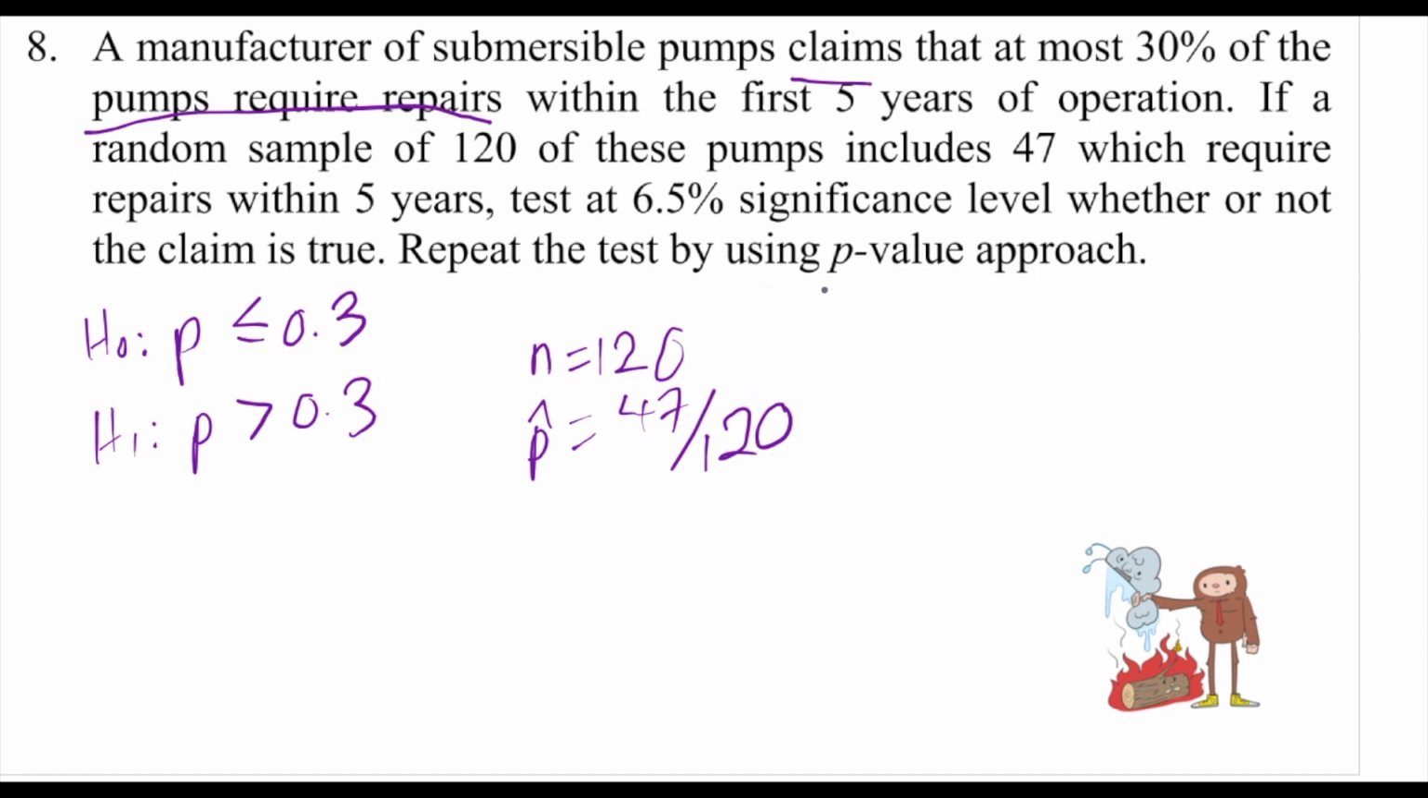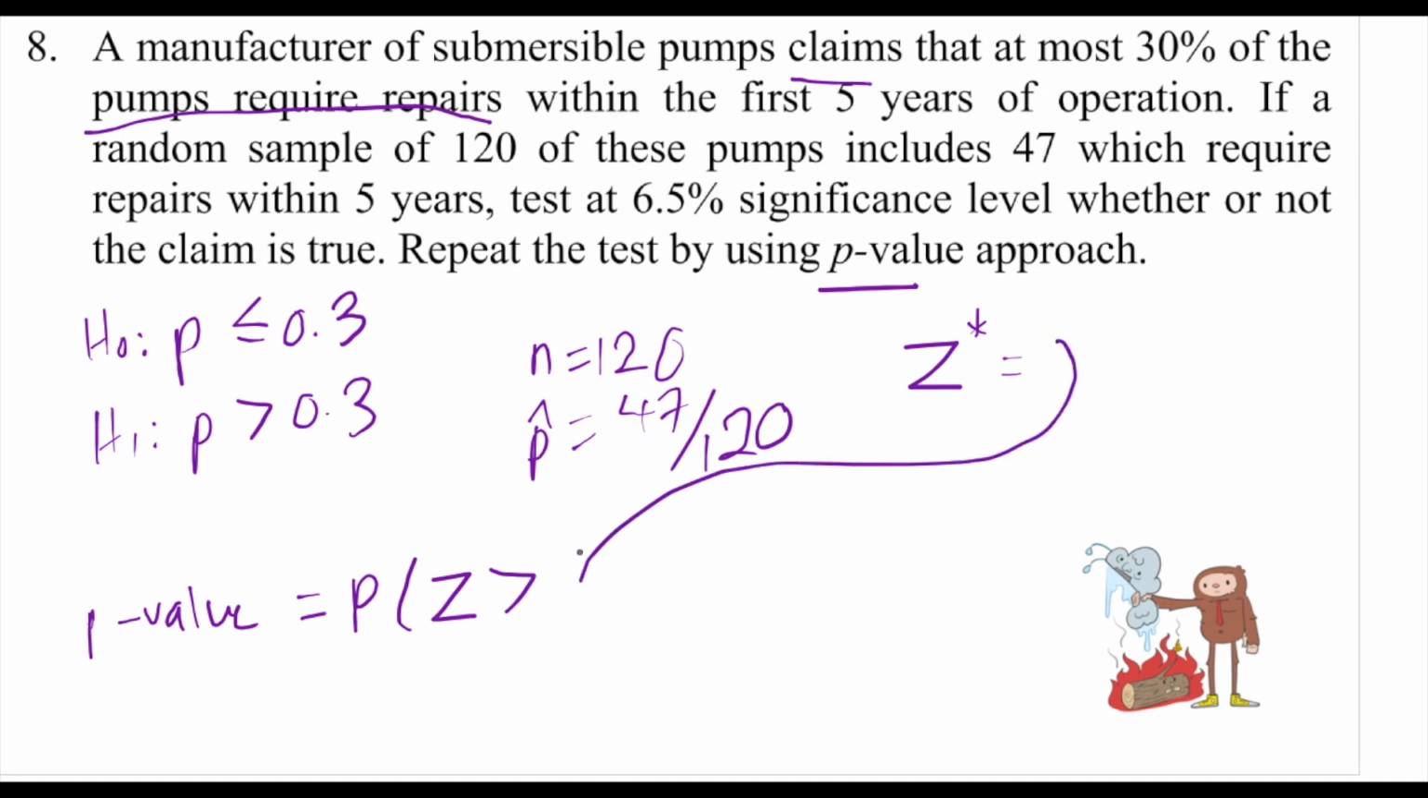We are going to use the p-value approach, right? And because this is proportion, we would definitely use the normal distribution. For the p-value, your p-value would be the probability of Z greater than the test statistics. So you calculate the test statistics and write it out here. That's it.